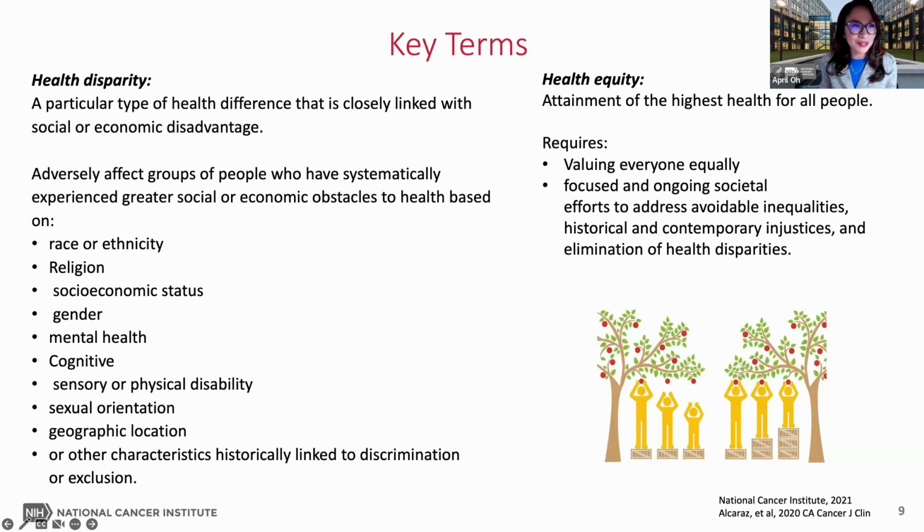So first, as many of you are familiar, how we're defining health disparities and health equity. Health disparities are really those differences that are closely linked with social or economic disadvantage, and they adversely affect groups of people who may have systematically experienced greater social or economic obstacles to health based on a variety of characteristics as listed here. Health equity, on the other hand, is attainment of highest health for all people. And as we apply a health equity lens, it requires valuing everyone equitably. And there is an acknowledgement and intentional focus on the ongoing societal efforts and impacts that we can take to address avoidable inequalities, address and acknowledge historical and contemporary injustices, and ultimately will have impacts on elimination of health disparities. Next slide.